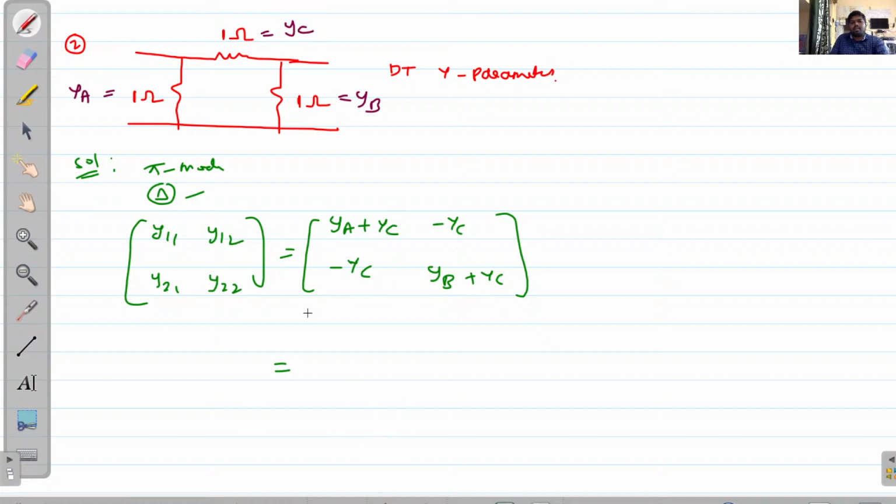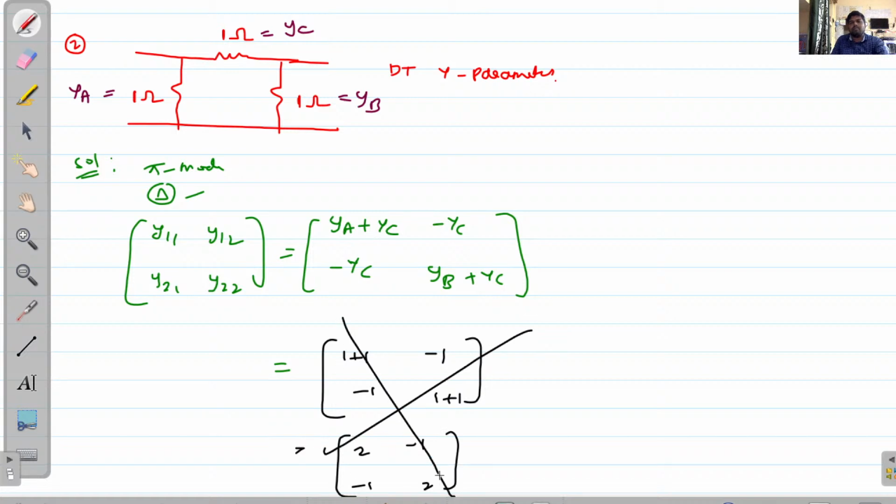So now you can take 1 plus 1, minus 1, minus 1, 1 plus 1. That means what you will get? 2, minus 1, minus 1, 2. This is your answer, right? Is this correct? This is absolutely wrong, right?